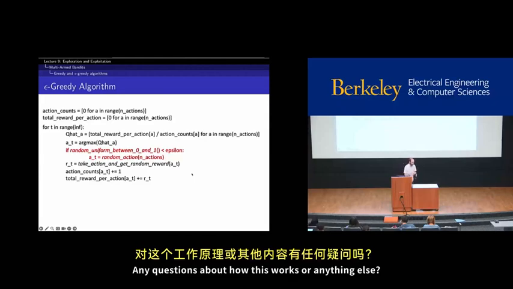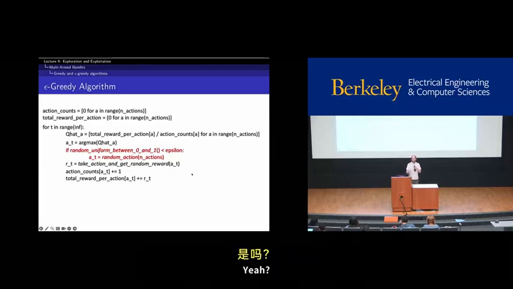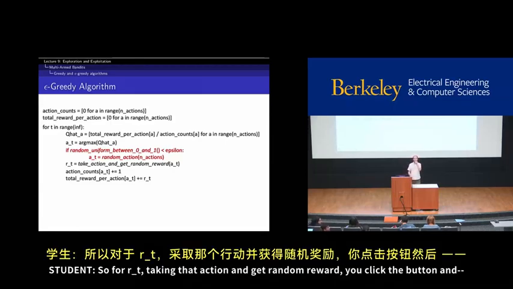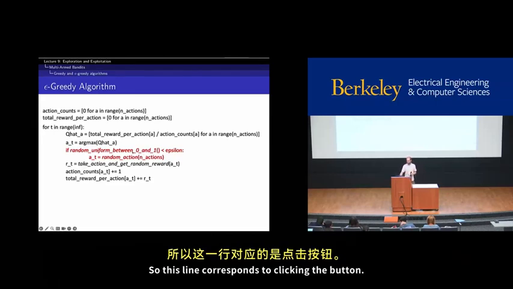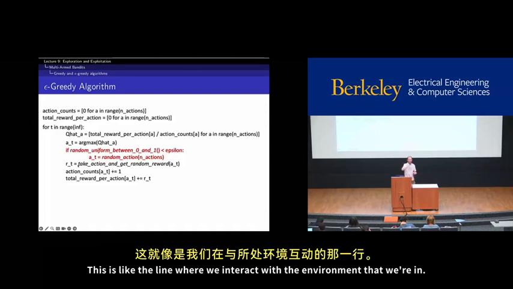Any questions about how this works or anything else? Yeah. So for RT, taking an action to take random, that's where you click the button? Right. So this line corresponds to clicking the button. This is like the line where we interact with the environment that we're in.